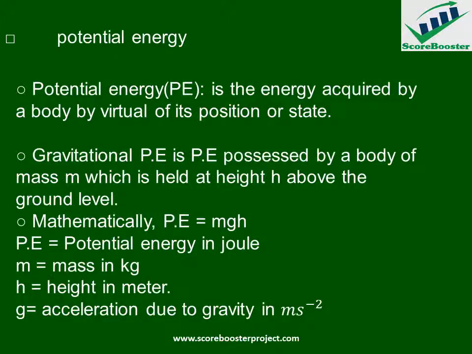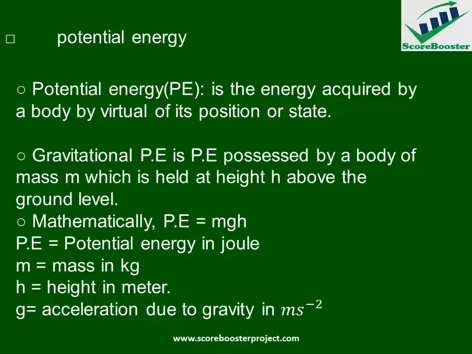Now on to potential energy. By potential energy Pe, we mean the energy acquired by an object or a body by virtue of its position or state. Then we have what we call gravitational potential energy.